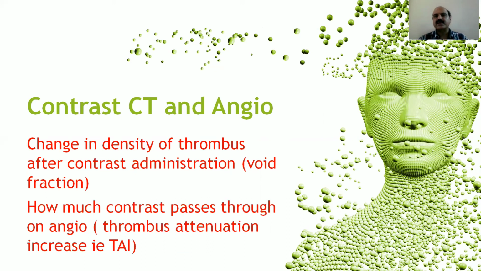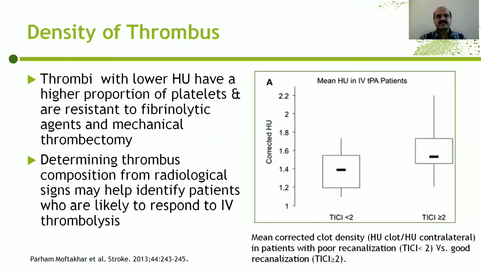And even on MRI, if on susceptibility images you are seeing a dense MCA sign, it means the clot is soft and may consist of more RBCs than platelets. So this is density of thrombus: lower HU, higher proportion of platelets; higher HU, more RBCs. So determining thrombus composition from radiological signs can help us in identifying patients who will do better with IV thrombolysis.